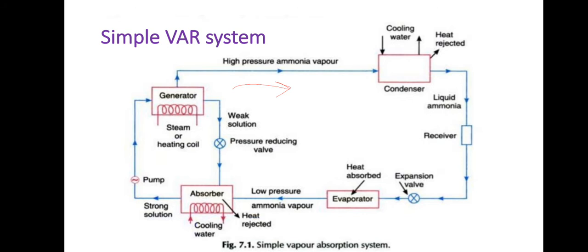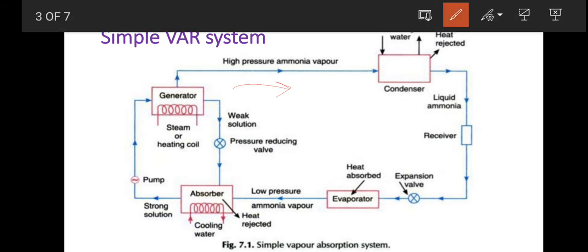Now after the condensation we have the liquid ammonia. So if you see here, we have the high pressure liquid ammonia. This high pressure liquid ammonia now will be stored in the receiver. The receiver is only used for storage of that liquid ammonia.